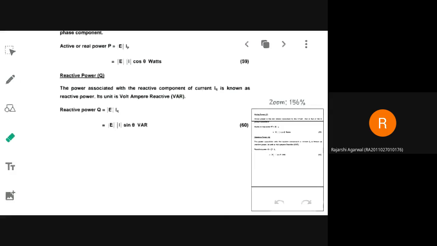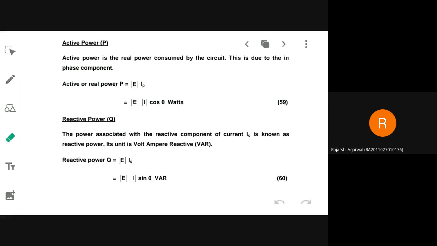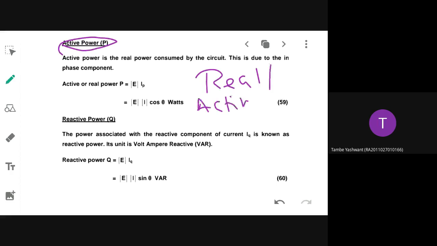Okay. This concept being done, let us next discuss what the different types of power are, and the power triangle. The first power is real power, or active power, or true power. The notation is P and the unit is watts.